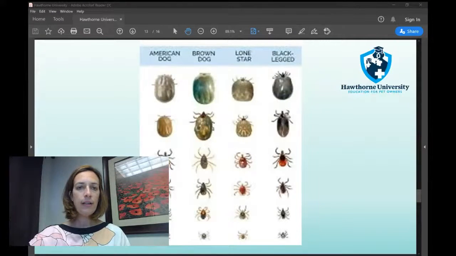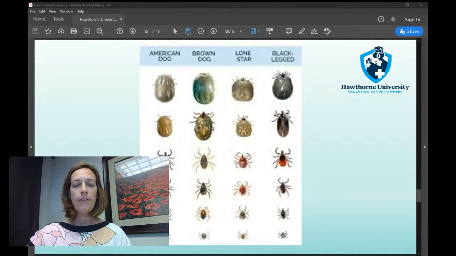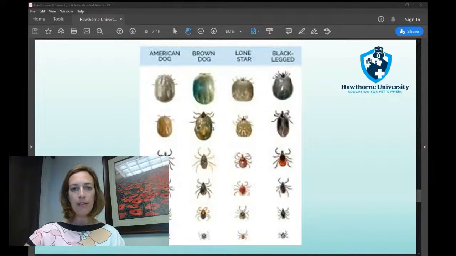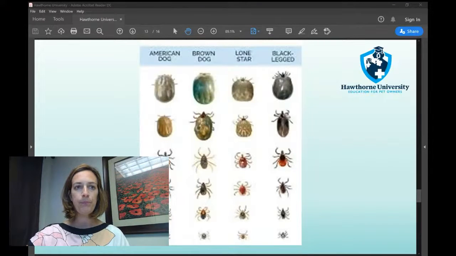I put a diagram on here of just some ticks for you guys. You can see where they start little as the nymph stage and how they grow when they get engorged. It kind of helps some people to see this, to know what ticks are what kind. If you want this in a bigger format, I can always give it to you.